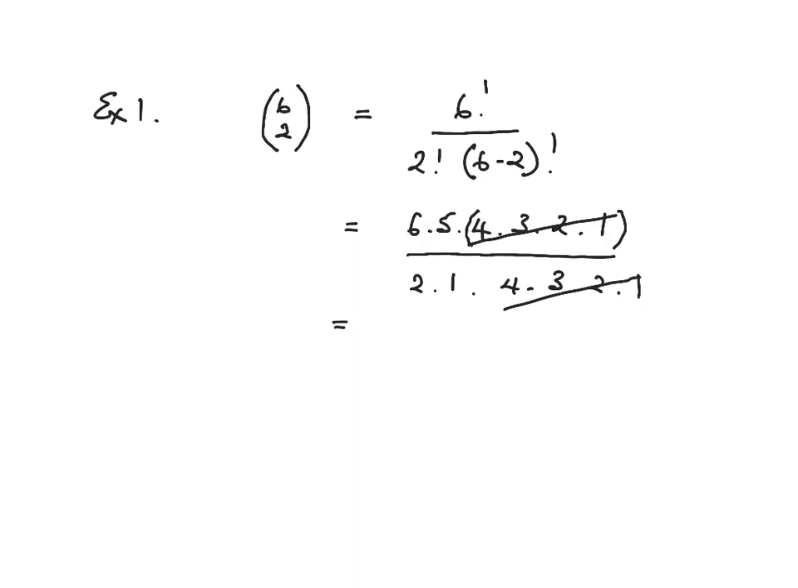6 times 5 is 30. 2 times 1 is 2. That gives me 15. So it's useful that you can do this, but you also want to be able to use the calculator. And you can check using your calculator. That's 6 choose 2 gives us the value of 15.